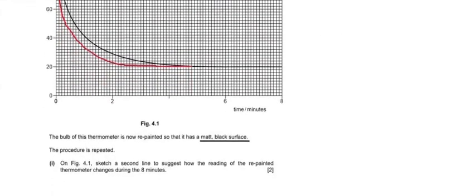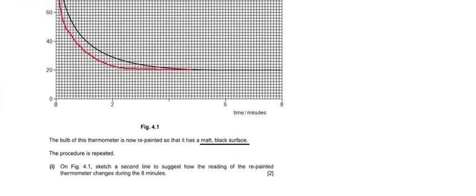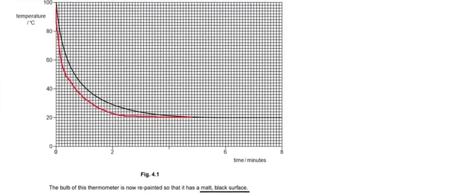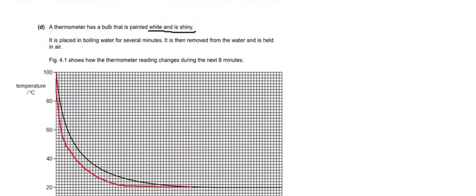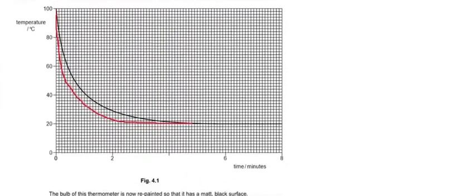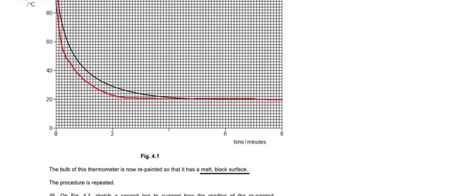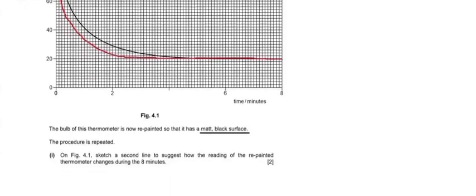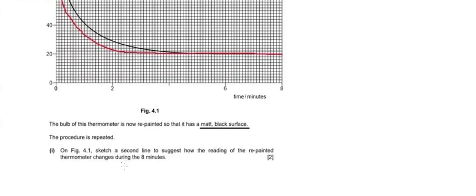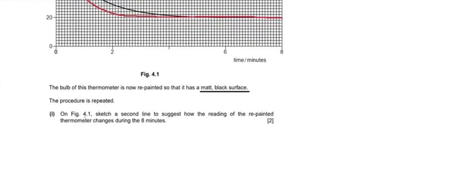So I hope you understood why there is a rapid fall in the temperature, because matte black will absorb more heat from that hot water, and that's why there will be a rapid decrease in the temperature. Here it is to be drawn till 8 minutes, because in the question it is to be drawn for all 8 minutes. Now we will see the second sub-question in the problem.